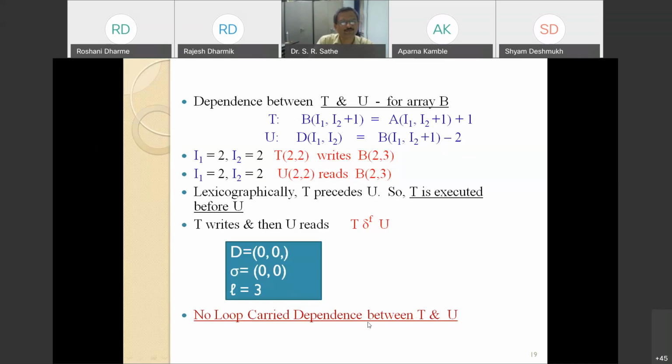No loop carried dependence. It is by way of how you have written the program that is determining. So you cannot split this between T and U. You cannot draw a horizontal line, and the upper part will go to some processor, and the lower part will go to another processor, because now T and U are themselves dependent.